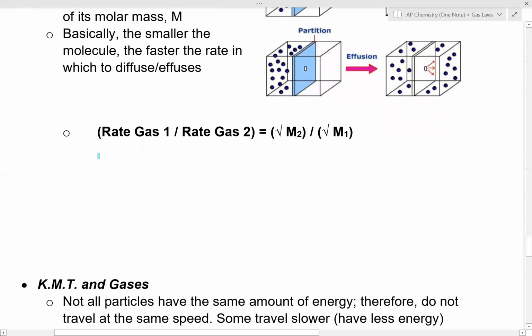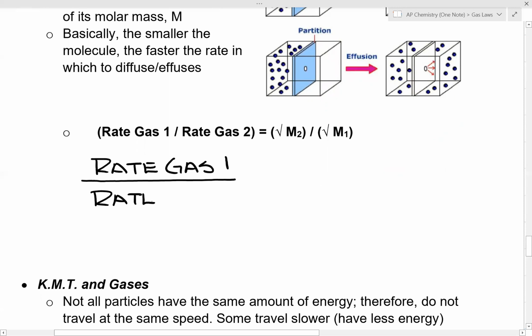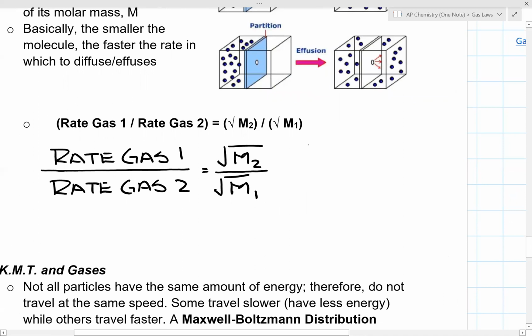So basically, if I were to rewrite this, I would say the rate of gas 1 all over the rate of gas 2 is equal to the square root of the molar mass of gas 2 all over the square root of the molar mass of gas 1. Now, this seems simple enough, but one thing I would like you to be aware of is I want you to note the difference between rate versus time.